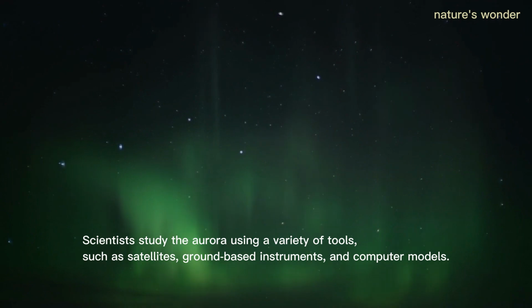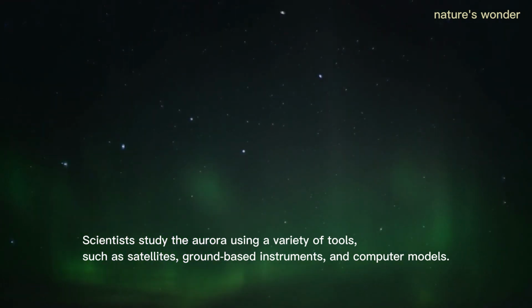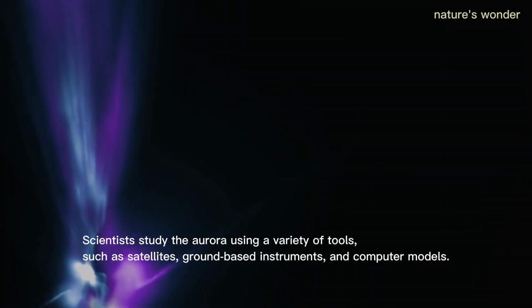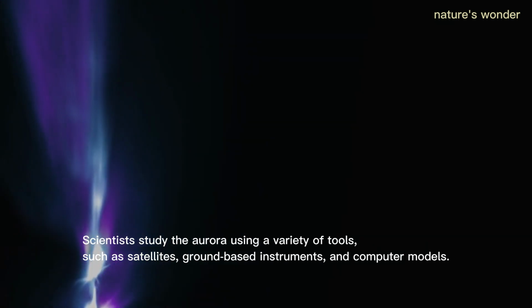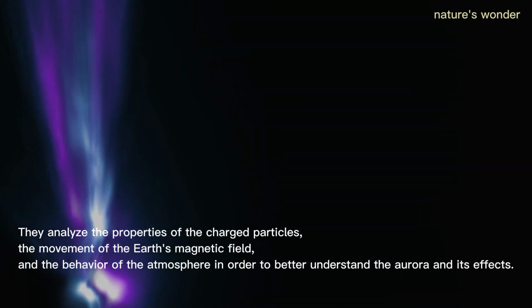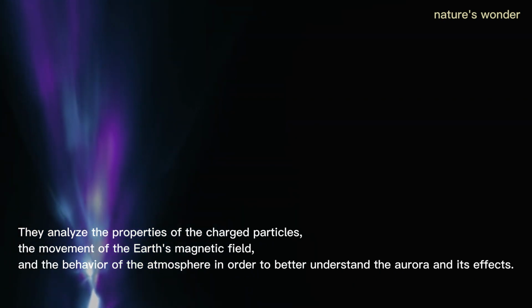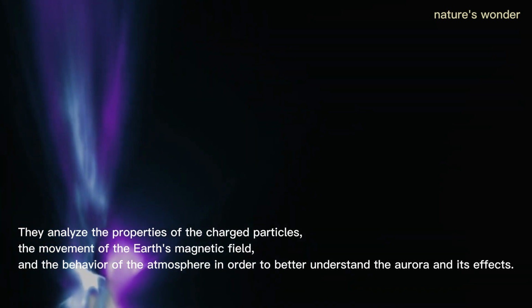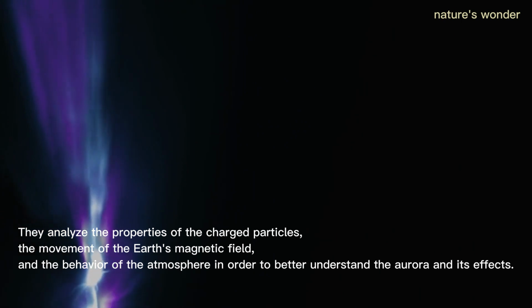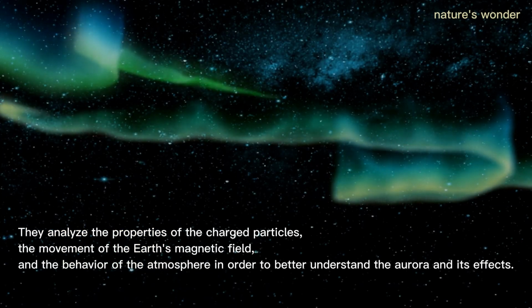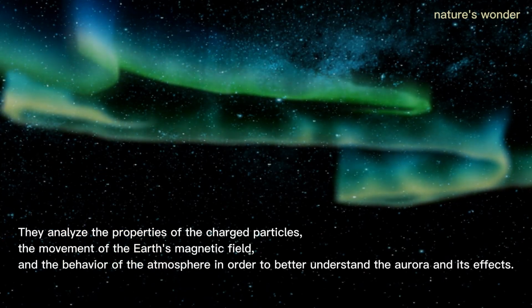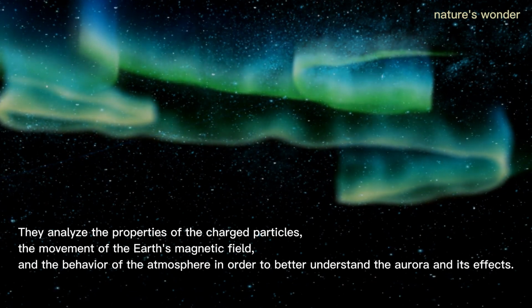Scientists study the aurora using a variety of tools, such as satellites, ground-based instruments, and computer models. They analyze the properties of the charged particles, the movement of the Earth's magnetic field, and the behavior of the atmosphere in order to better understand the aurora and its effects.